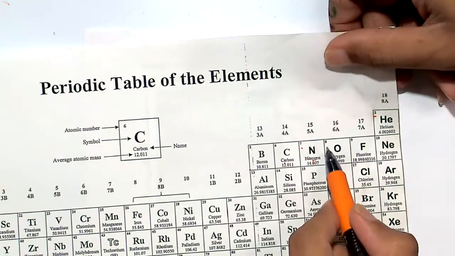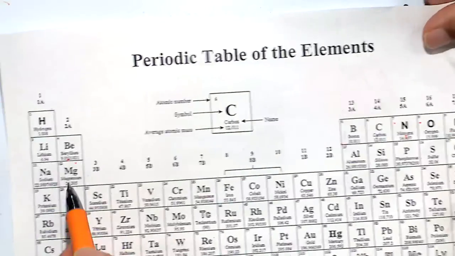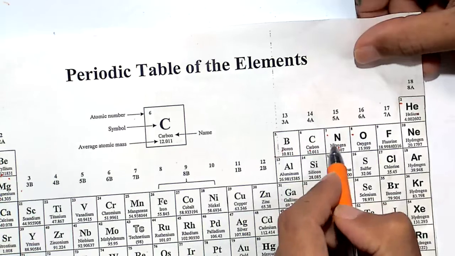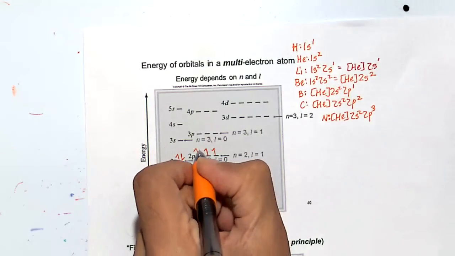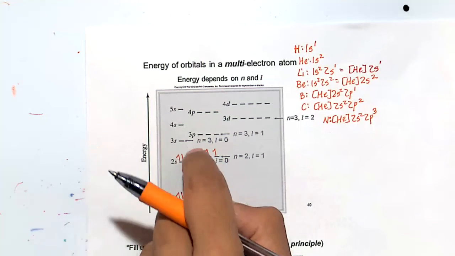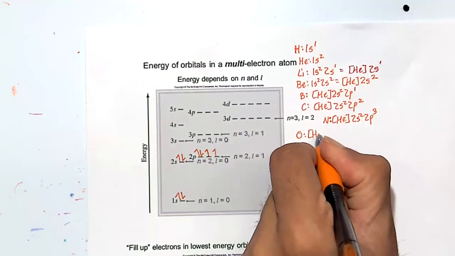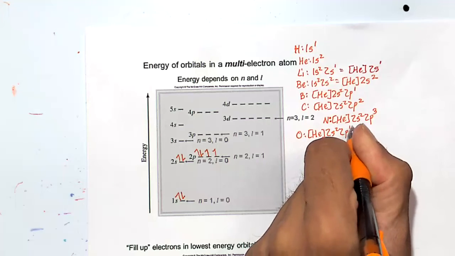Oxygen is next, 8 electrons. 2 from helium, 2s2, 2p1, 2p2, 2p3, 2p4. Now we're going to go spin down, right? It's going to pair up. Instead of going to a higher energy level, it's going to pair up. So oxygen, the next element in the periodic table, is going to be helium 2s2, 2p4.